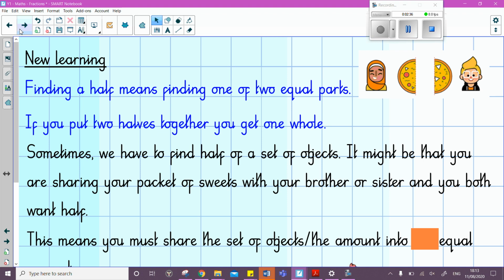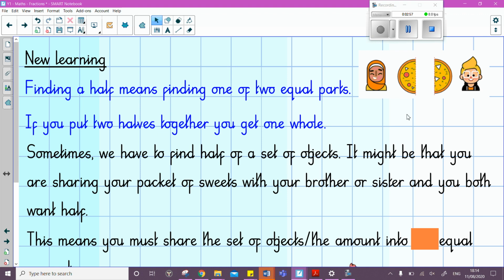So we're going to move on a little bit today, and we're going to start to look at finding half of a set of objects. Now, we've just talked about finding a half meaning finding one of two equal parts, sharing something into two equal parts. And if you put the two halves together like we did with those shapes, you get one whole, and we can see that in this diagram here.